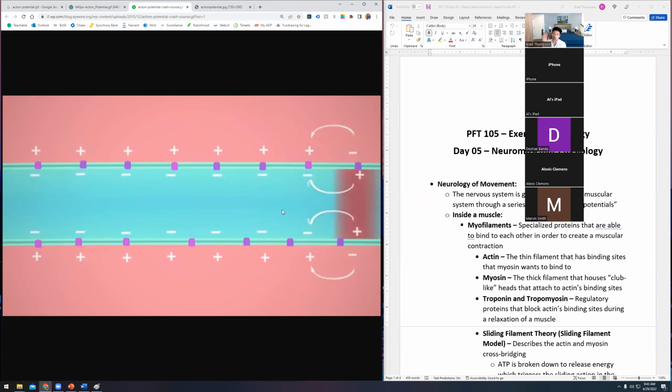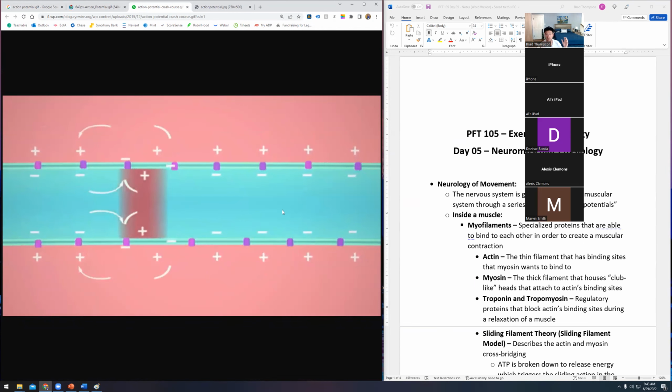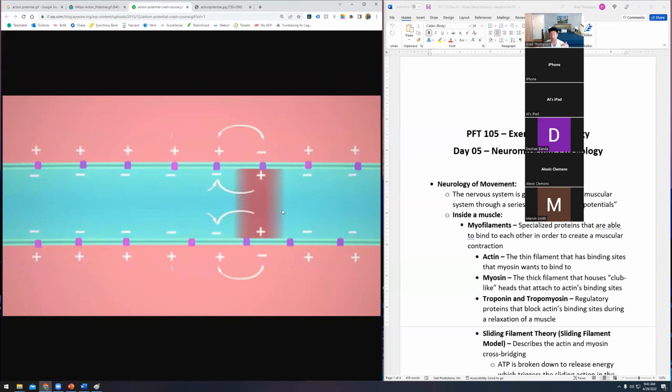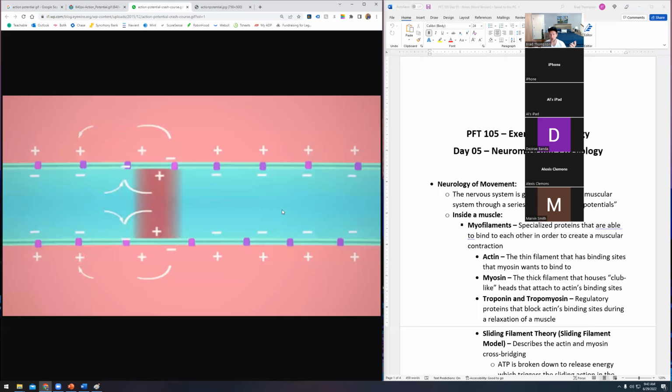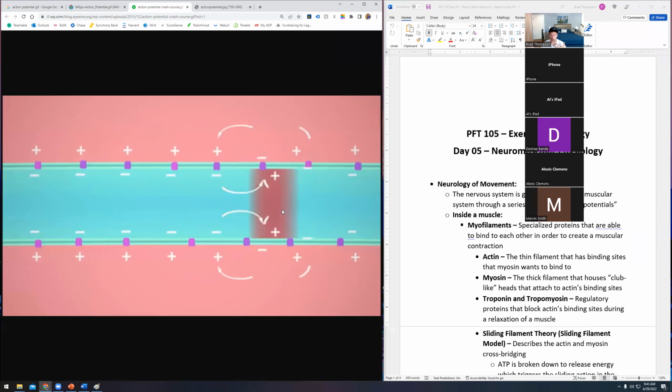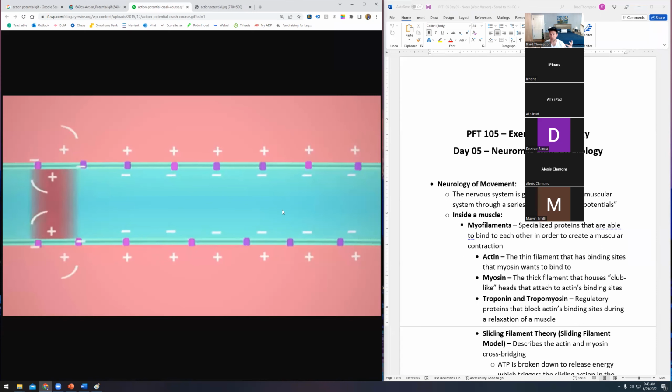So if we send a bunch of these signals very, very quickly, that creates a very strong, very powerful muscle contraction. And if we send these signals very slowly, one after the next, that creates a very weak muscular contraction. And that's how your body controls the strength of your contractions.